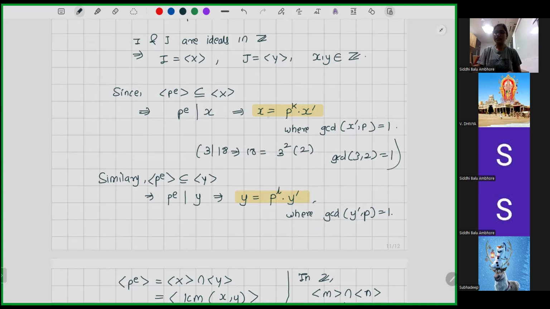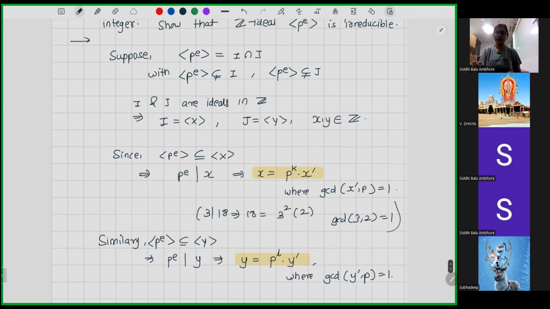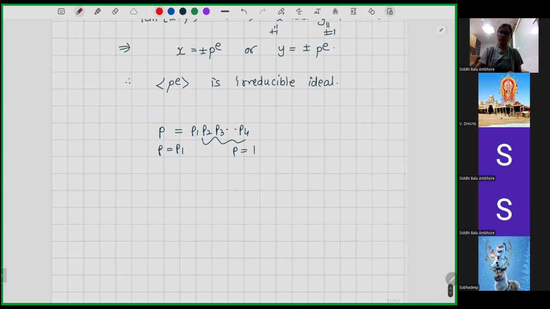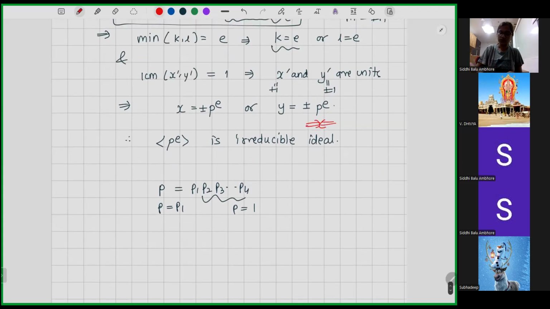So it implies either x is p power e or y is p power e, which contradicts the fact that we started with p power e properly contained in I and p power e properly contained in J. So this is the contradiction, because this would then imply that p power e is equal to I or p power e is equal to J. So that's why p power e is an irreducible ideal, because we obtained this contradiction here. Oh, I did not explicitly write the contradiction, because this being a unit actually gives me x is equal to p power e into this.